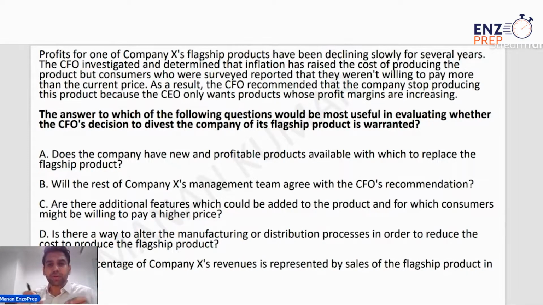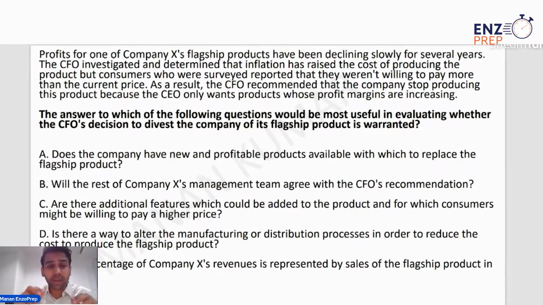In the question itself, you're not supposed to step inside the shoes of the CEO or the CFO to figure out what is the basis for evaluating whether the CFO should divest the company of his flagship product or not. You can see the last line of the question very clearly explicitly tells you that the CFO recommended that the company stop producing this product. Why? Because the CEO only wants products whose profit margins are increasing. So the reason for the CFO to stop producing the product is basically because the CEO only wants products whose profit margins are increasing.